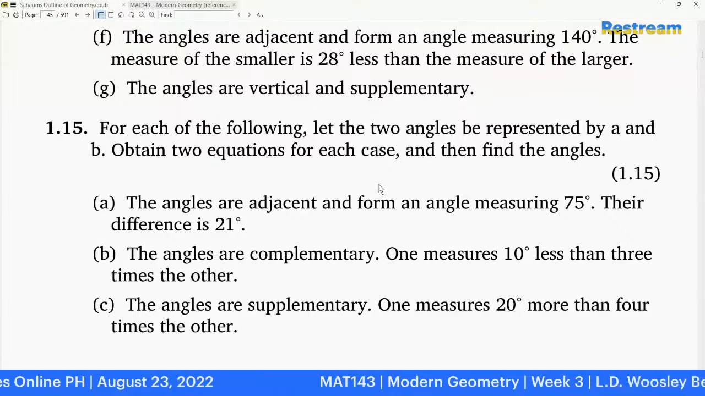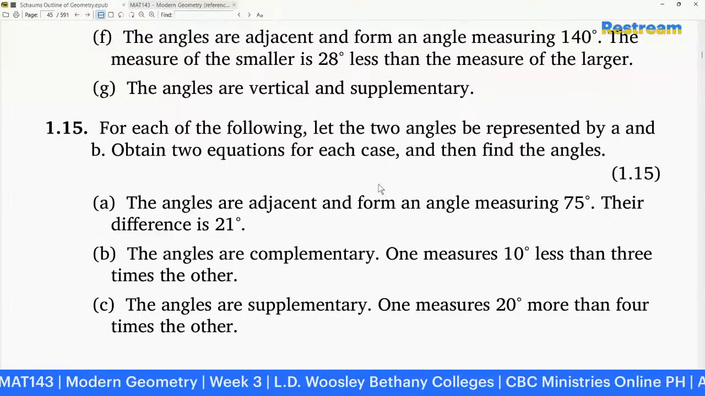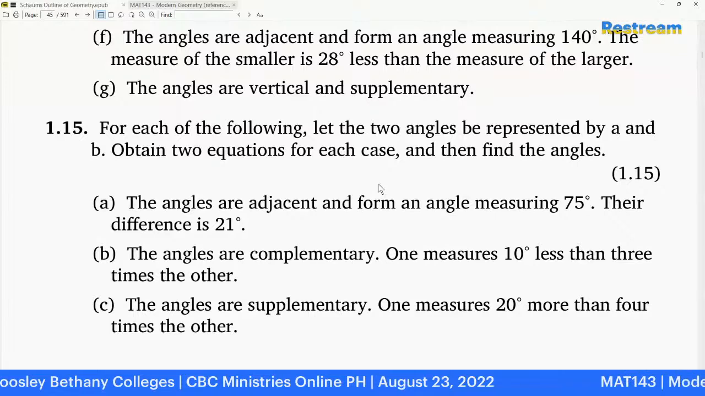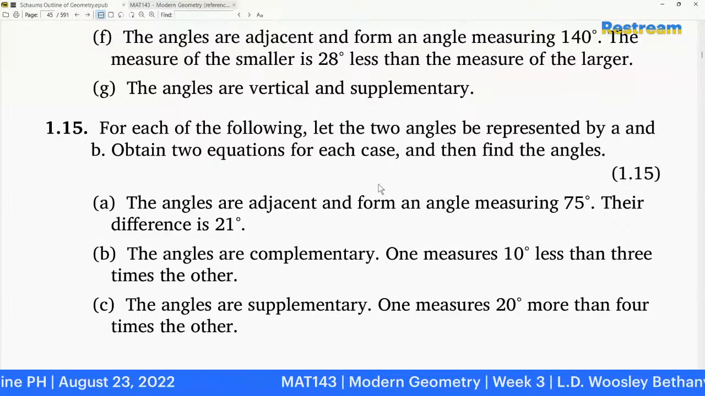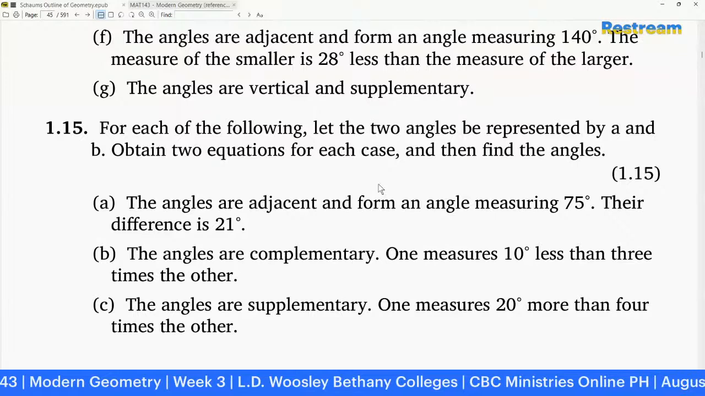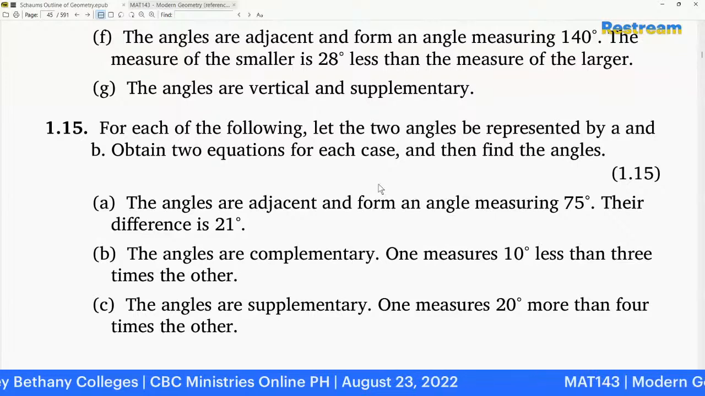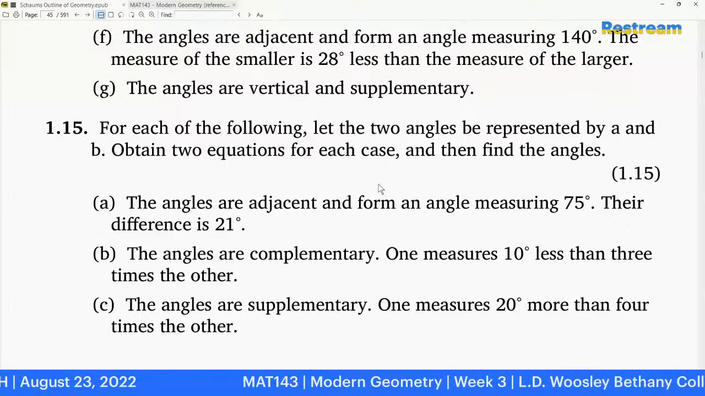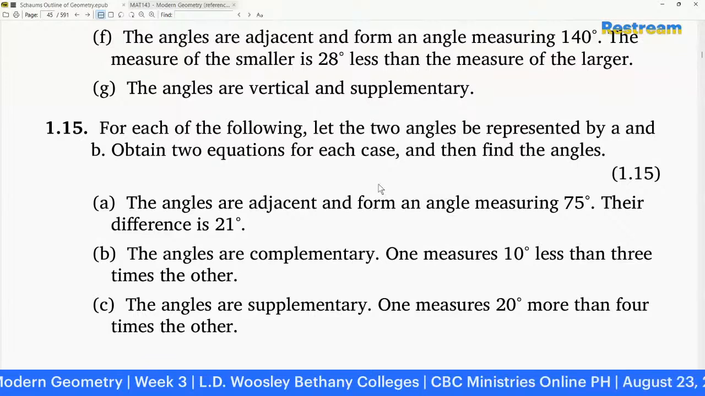Yung ginawa ko po kasi, the angles are complementary. One measures 10 degrees less than 3 times the other. So, 90 degrees is equal to A plus parenthesis 3A minus 10. Okay din naman yun. So, sinold mo na doon. Dire-diretso na. Opo. So, magiging 3A minus 10 plus A is equal to 90. Kasi one unknown na lang, no?